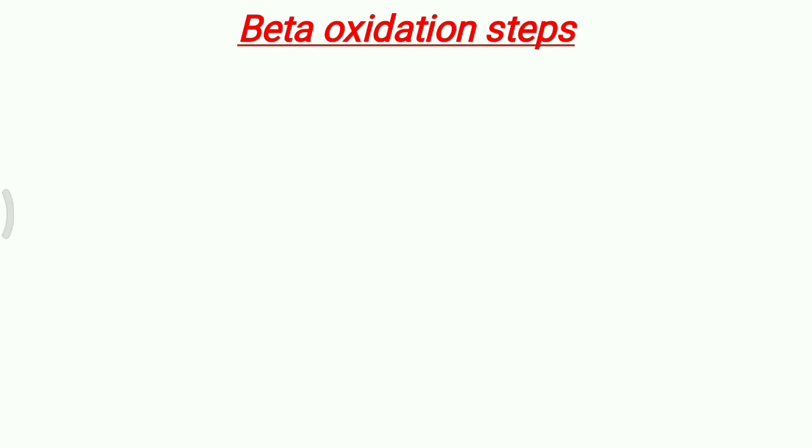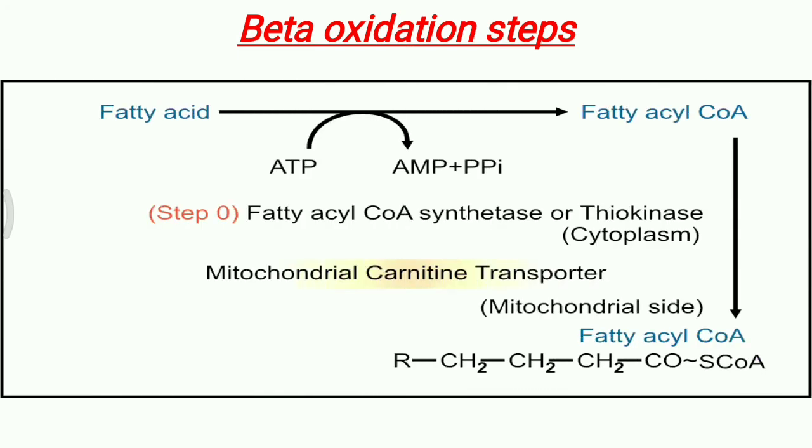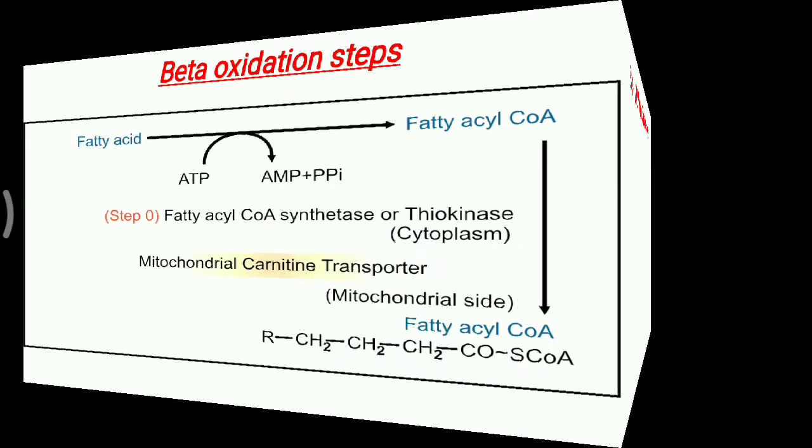Next, once there is acyl CoA in the mitochondria, it will undergo beta oxidation. Here we have seen that the fatty acid which is activated and converted into fatty acyl CoA is also considered step 0, where ATP is converted into AMP and two high energy bonds are utilized. So initially two high energy bonds are utilized during this beta oxidation of fatty acid. Now fatty acyl CoA is inside the mitochondria.